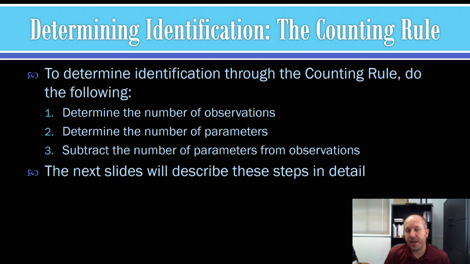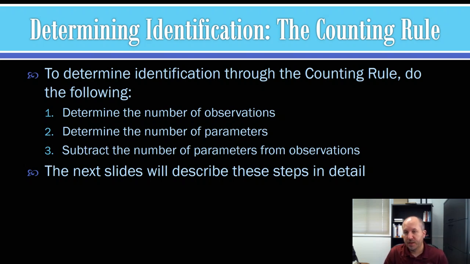You're going to count things up, add them together, and subtract two things. So the first thing you're going to do is determine the number of observations. So you're going to determine how many observations you have, and there's some simple arithmetic in order to determine that. The second thing you want to do is determine the number of parameters that you have, and this you get by looking at your model and counting up the number of parameters. And then what you'll do is subtract parameters from observations. So observations minus parameters. If you get a positive number, you're over-identified. If you get a negative number, you're under-identified. If you get 0, you're just identified.